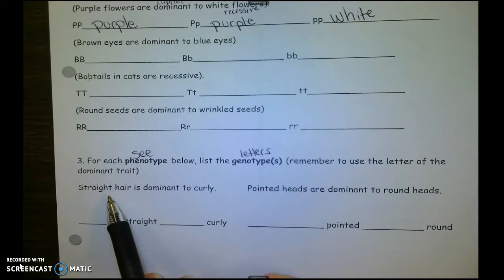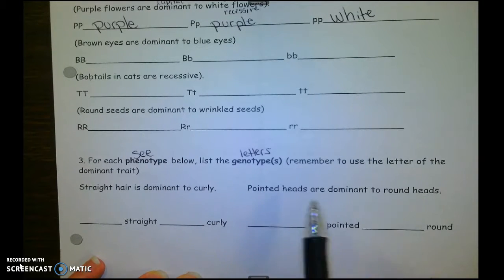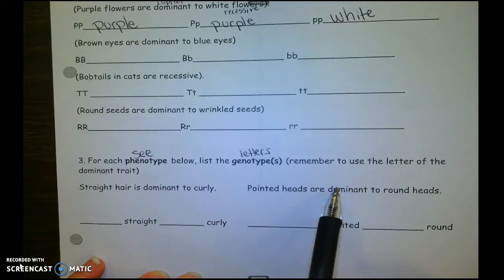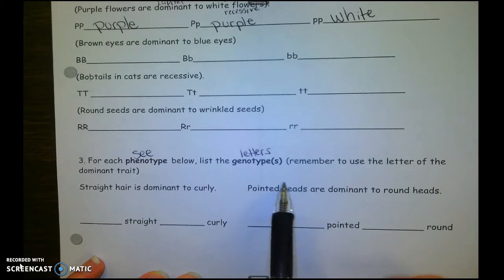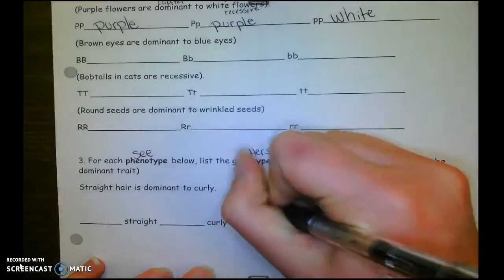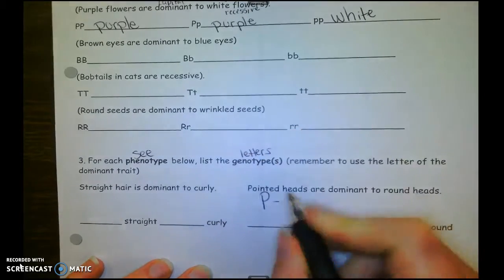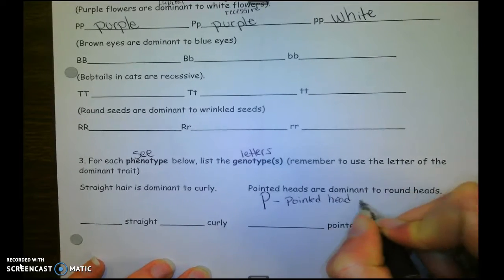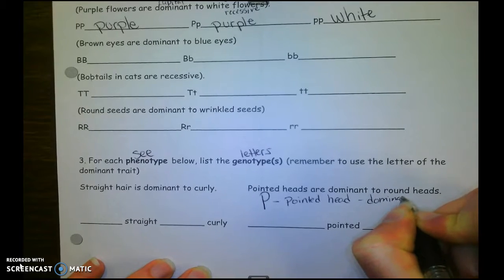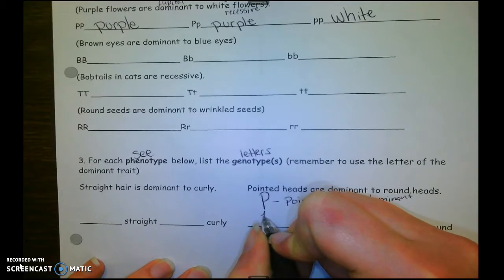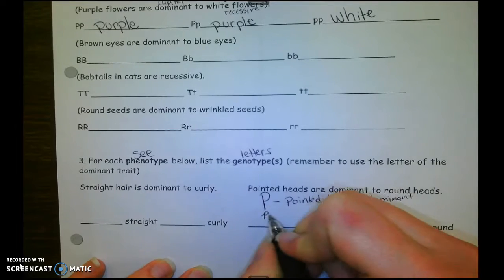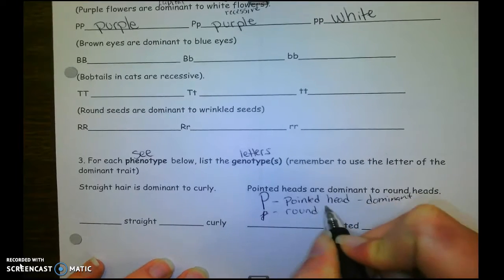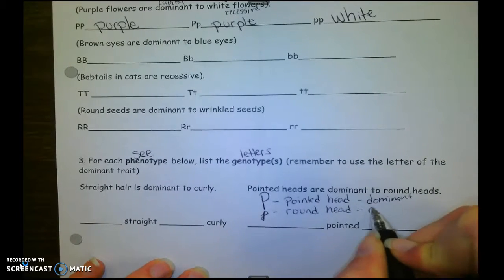So here's an example. We're actually going to do this one over here. Pointed heads are dominant to round heads. So we're going to use the letter of the dominant one. Dominant would be pointed. So that means anytime that I want to be pointed, I'm going to use a big P. Those are pointed heads, and that is dominant. That means that a little p, I'm going to use a cursive p for that so they look different. A cursive p, do the best that you can. That's going to be round. A round head. And that's recessive.